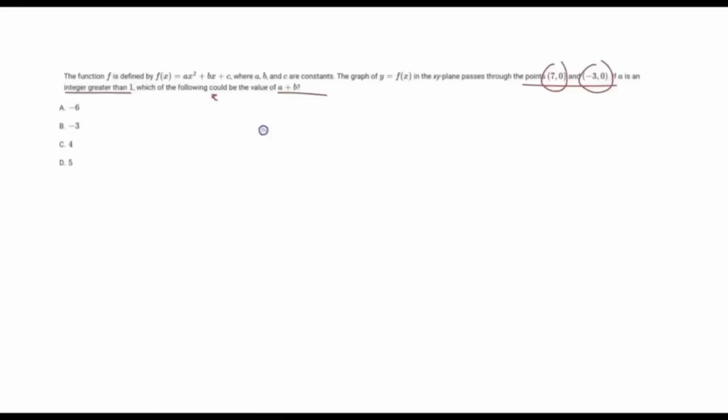So first off, let's just write what we know. So we know f of x is our function, and a is an integer greater than 1, except we don't know what it is, so let's just write a to represent it. However, what we do know are the roots, and that is 7, 0 and negative 3, 0. So when you have these coordinate points as solutions, you can rewrite them in their factored form. So 7, 0 can be rewritten as x minus 7, because when you set this equals 0, you solve and get positive 7. And negative 3, 0 can be rewritten as x plus 3.